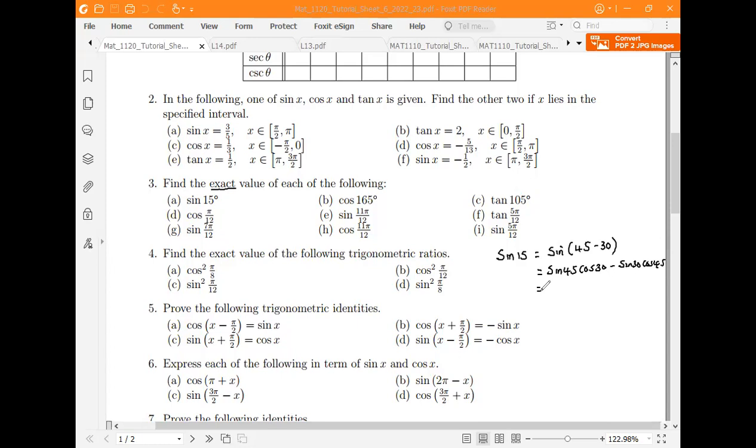Then we know that this is root 2 over 2, and cos 30 is root 3 over 2, minus sine 30 is half, and the other one is root 2 over 2. So we have root 6 over 4 minus root 2 over 4.